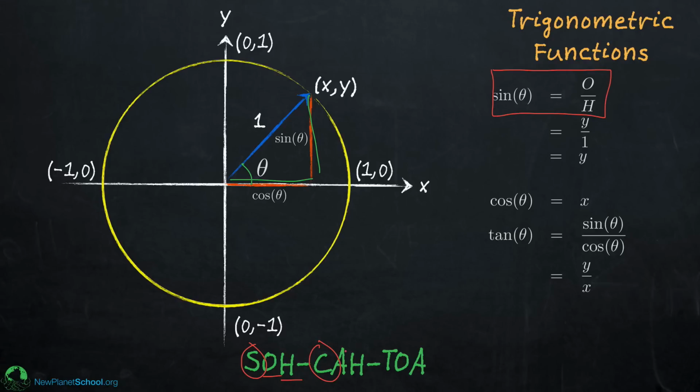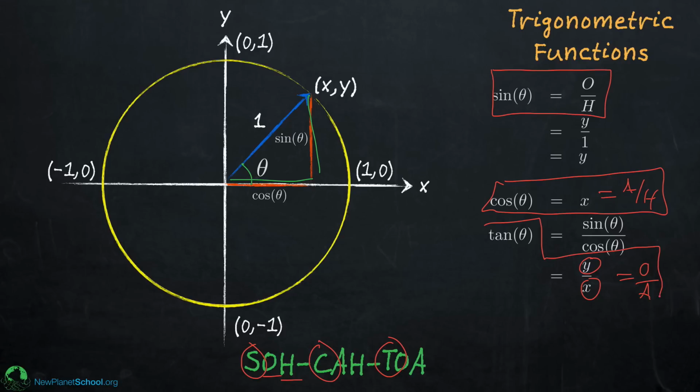Cosine is adjacent over hypotenuse. So let's write that out. I didn't actually write it out over here. And tangent is opposite over adjacent. So if you remember SOHCAHTOA, you can remember this relationship for cosine, and this relationship for tangent. And so that's a nice little trick to figure that out.